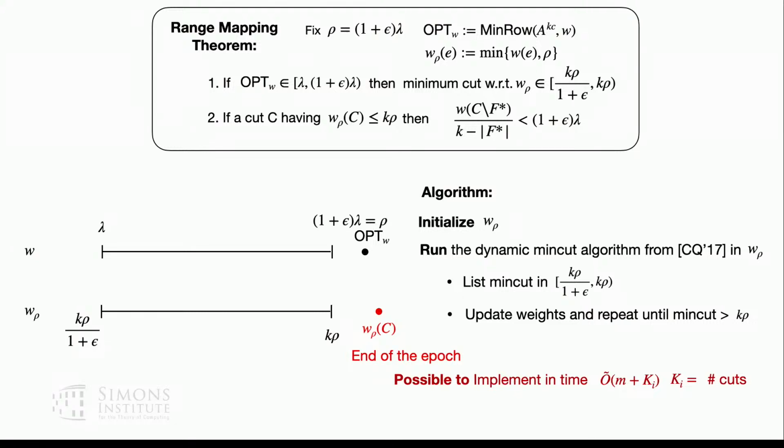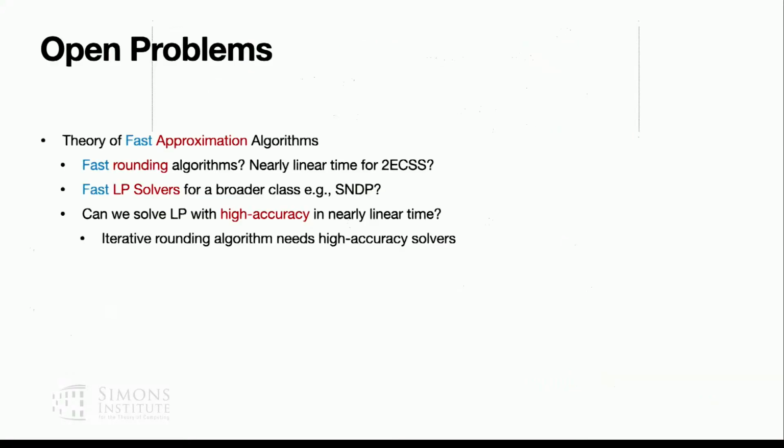Okay. So actually, that's pretty much all I want to say in this talk. I just want to conclude that I would love to see a more systematic theory of fast approximation algorithms. I would love to see a more universal theory on how to do fast LP, or more of the combinatorial optimization problems. Can we develop fast routing algorithms? Can we do nearly linear time for 2-connected spanning subgraph? It's still unknown. We don't know how to do that in linear time.